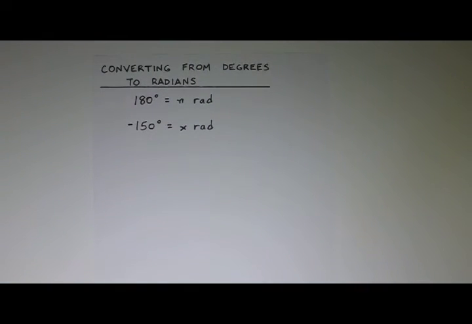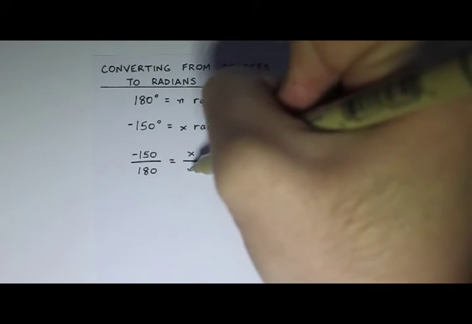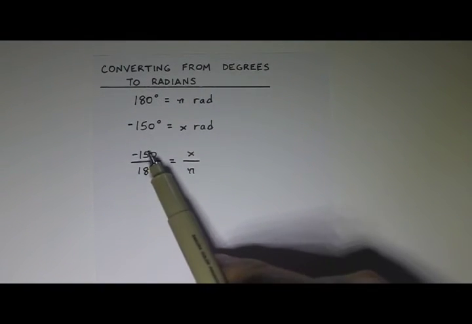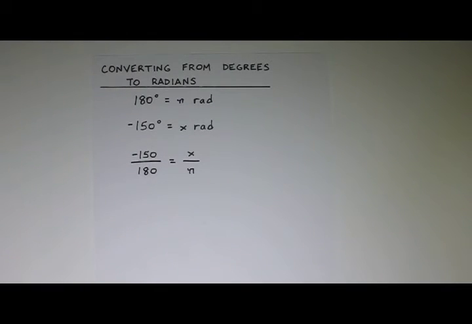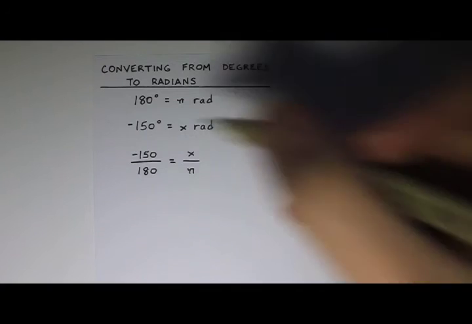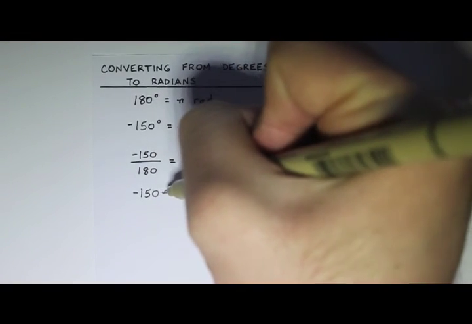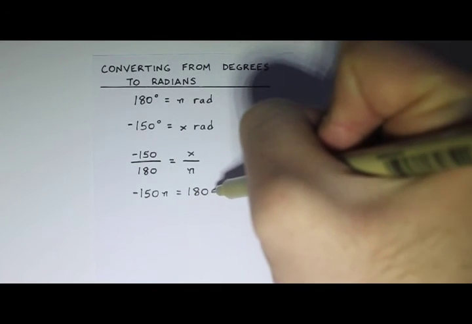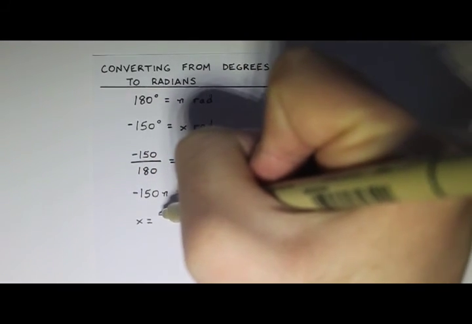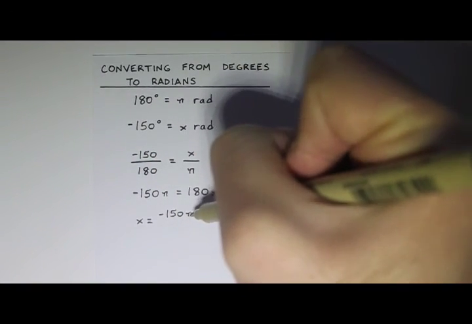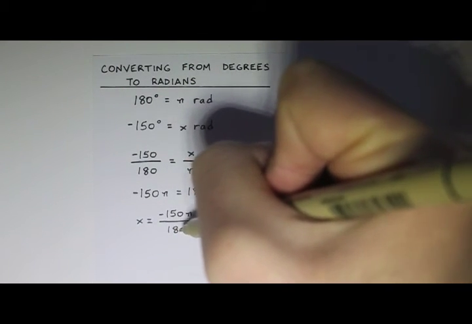Okay. So I'm going to set up my ratio. So negative 150, and this will be 180, equals x over pi. Okay, so degrees equals radians, and then in the denominator, degrees equals radians, so this works. And now I can solve for x. I can cross multiply, so negative 150 pi equals 180 times x, and then I can divide both sides by 180, and I get x equals negative 150 pi divided by 180.